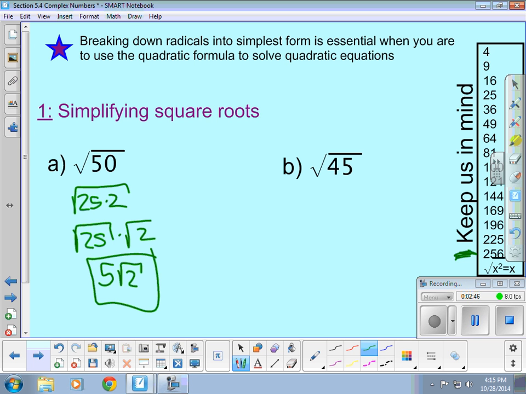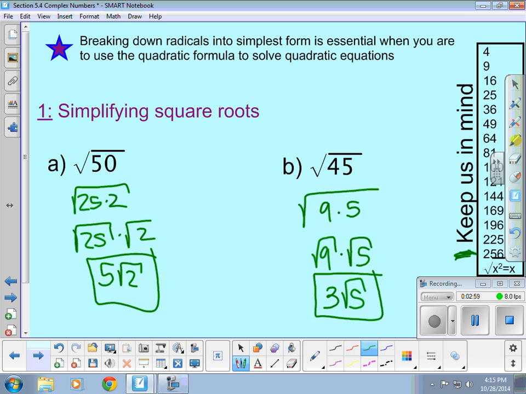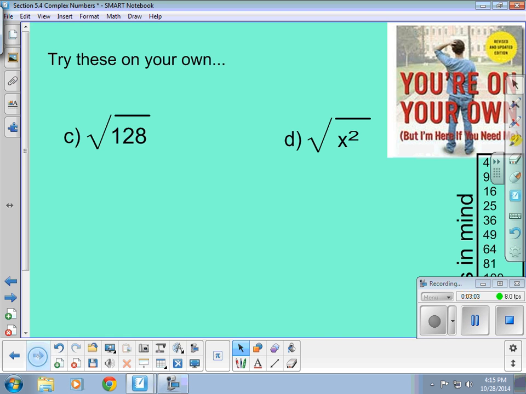Then I go ahead and look at b. What's my perfect square in 45? 9 times 5. Square root of 9 times the square root of 5. The square root of 9 is 3, times the square root of 5. And there we go, it simplifies to 3 times the square root of 5. Now I want you to go ahead and try C and D on your own. So go ahead and pause the video and try C and D on your own.